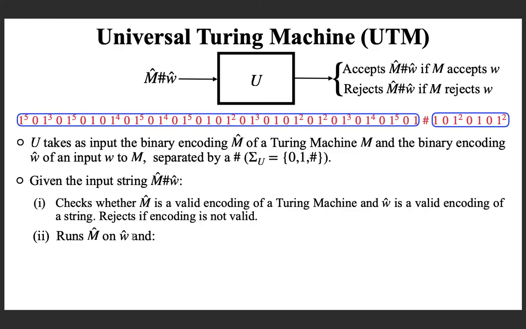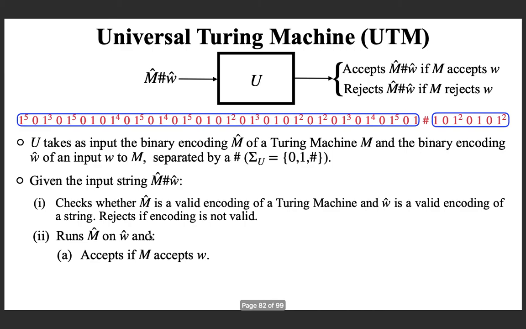It should be M and W. Sorry for the typing mistake. It should be M on W, not the encoding on the encoding. What it is going to do is, it is going to run the original machine M, not hat M, on the input W and not on hat W. Sorry for the typing mistakes, I will change it.